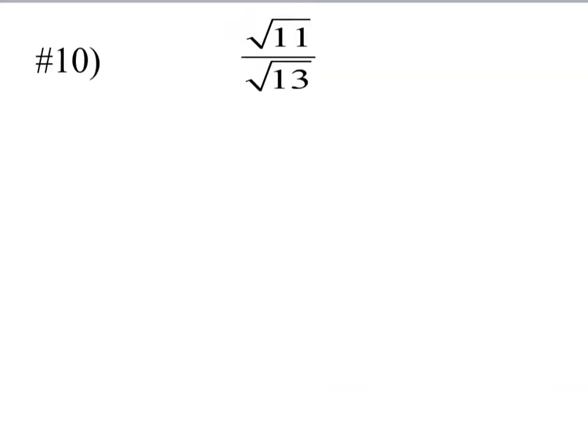And okay, here they want us to rationalize the denominator. So when rationalizing a denominator and you have a monomial in the denominator, you just multiply by the denominator over the denominator.